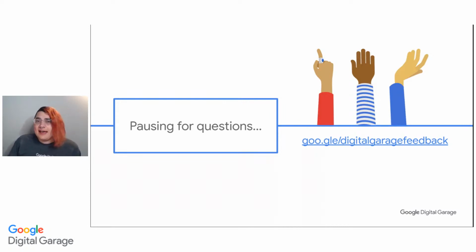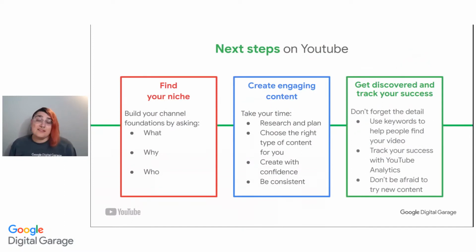So let's have a look at a recap of what we have gone through today. What we looked at first of all was finding your niche, and we looked at 3 big questions. What is your channel about? Why does it exist? And who is it for? If you can answer those 3 questions, you've already probably got a good idea of the type of content you could be creating. Then we looked at the process of creating engaging content. It's all about taking your time and doing the work beforehand to make it easier for you when you come to film. So research, plan, choose the right type of content, be consistent. That's something we didn't really mention, but it's important to be as consistent as possible, so that you've got a consistent brand that people can understand, that people can look at and can expect from you.